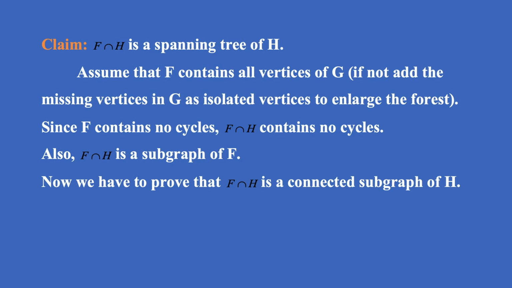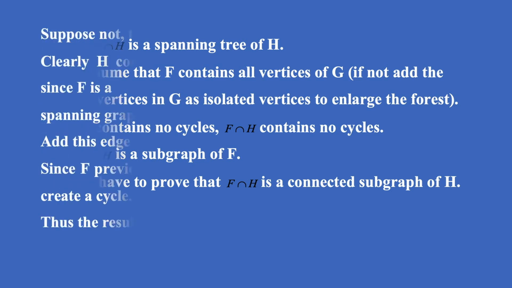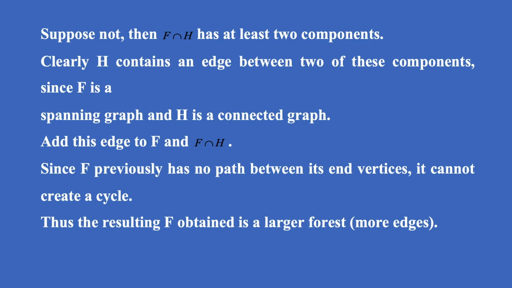Since F contains no cycles, F intersection H contains no cycles. Also, F intersection H is a subgraph of F. Now, we have to prove that F intersection H is a connected subgraph of H. Suppose not, then F intersection H has at least two components. Clearly, H contains an edge between two of these components, since F is a spanning graph and H is a connected graph.